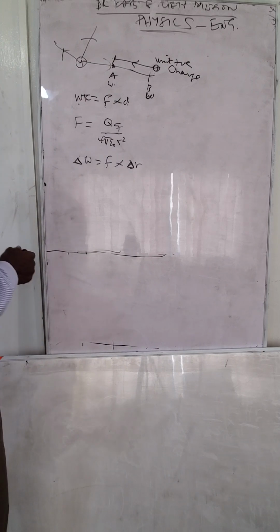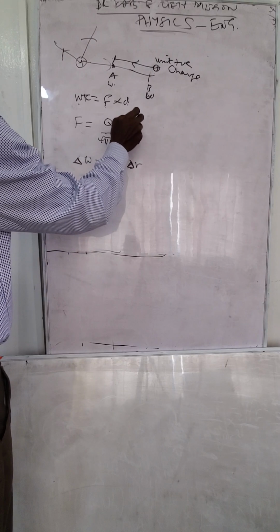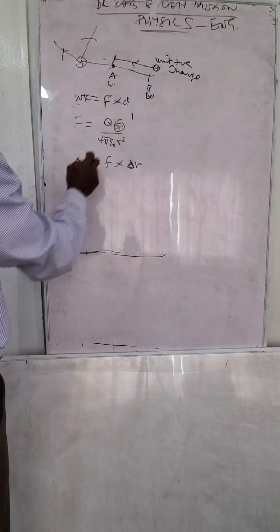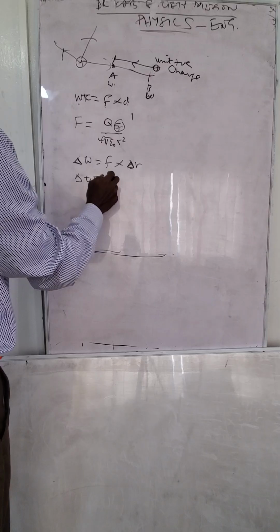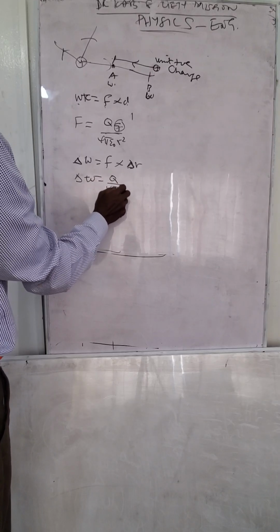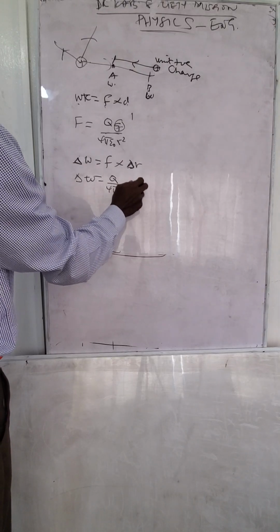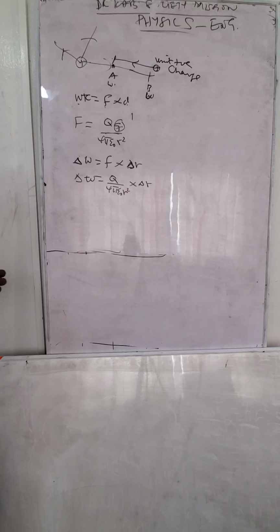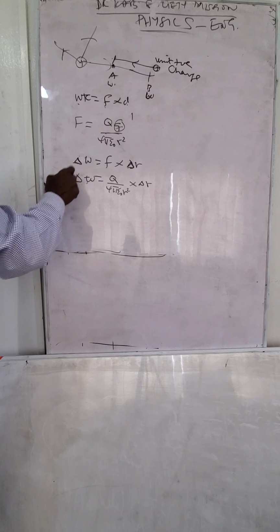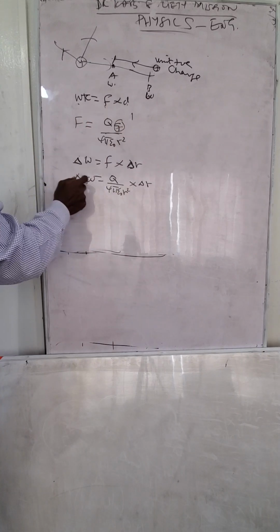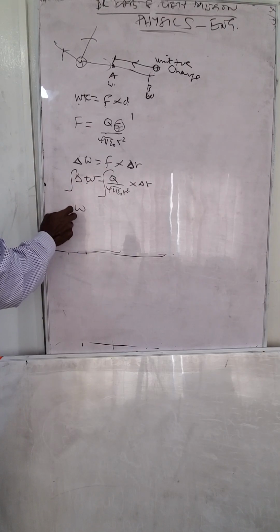Okay, so in this case, what are we going to get? We are saying that this is a unit charge 1, so that change in work done is equal to Q over 4 pi epsilon naught r squared times our change in r. If we sum, we integrate this, we get the actual work W.